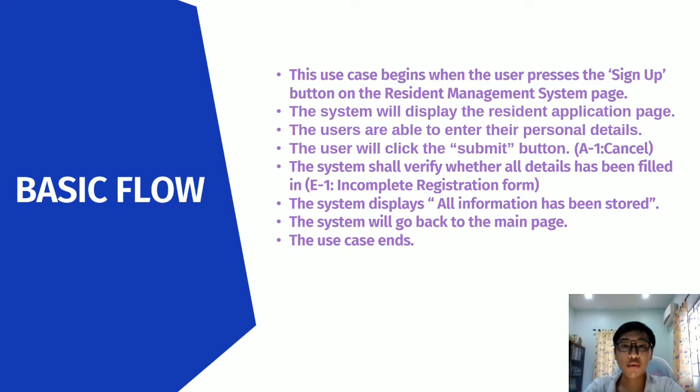For this basic flow, this use case begins when the user presses the sign up button on the resident management system page. The system will display the resident application page. The users are able to enter their personal details. And then the user will click the submit button or alternatively the cancel button. The system shall verify whether all details have been filled in, or else an exception of incomplete registration will be executed. The system displays all the information has been stored, and the system will go back to the main page. And furthermore, the use case ends.